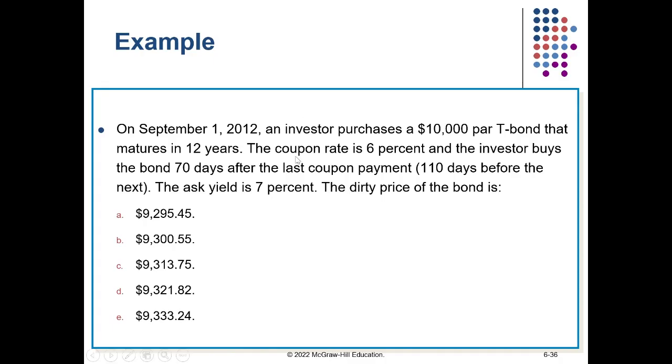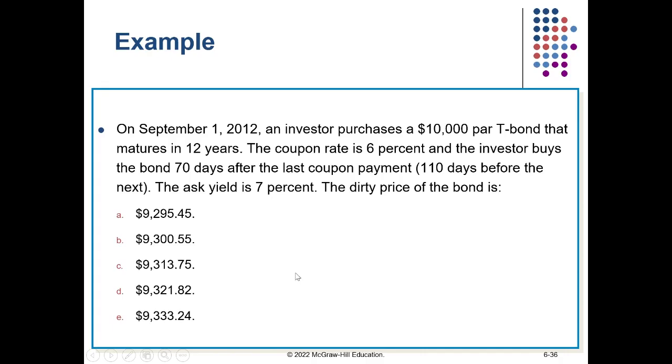So in this exercise question, it asks, on September 1st, 2012, an investor purchases a 10,000 par treasury bond that matures in 12 years. The coupon rate is 6%, and the investor buys the bond 70 days after the last coupon payment, which is 110 days before the next one. The asked yield is 7%, so it's asking you what is the dirty price of the bond. When you see dirty price, you know that dirty price equals clean price plus the accrued interest. So that means there are 2 steps to calculate in this question.